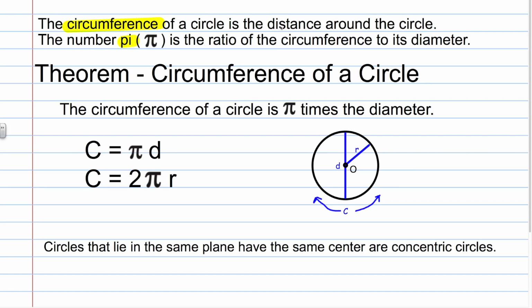It's an irrational number. We can use 3.14. We could use 22/7 to approximate it, or on your calculator you can just use the pi key. Sometimes it's in the second functions. So here we have a theorem, really a formula, the circumference of a circle. The circumference of a circle is pi times the diameter.